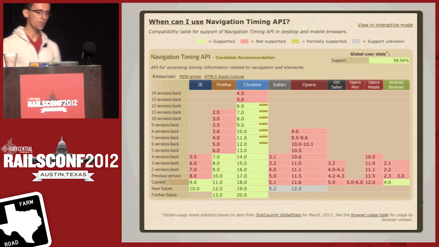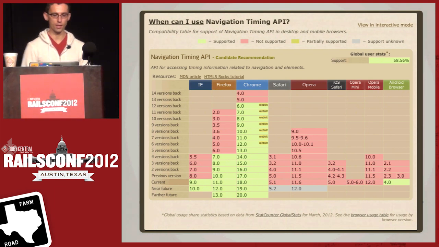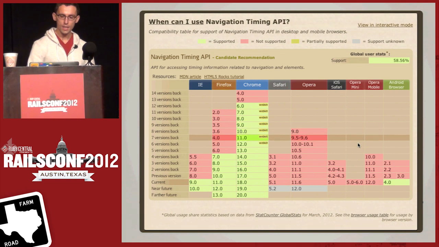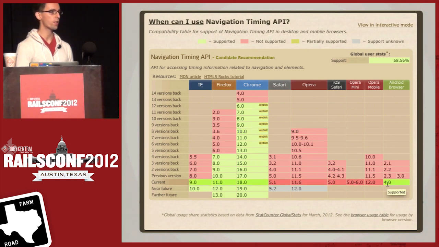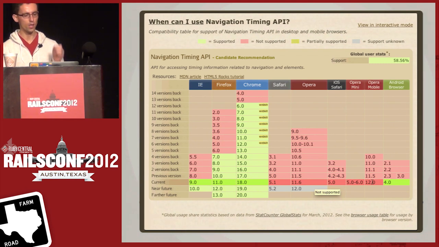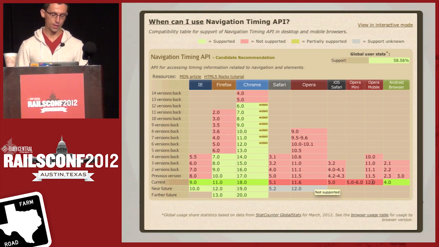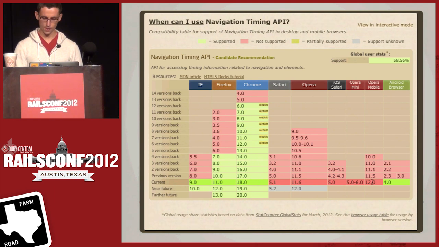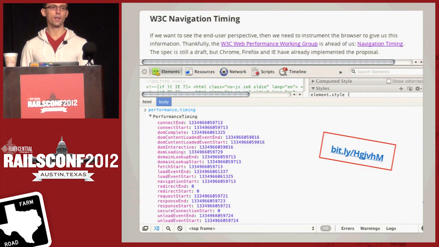So what is the state of the Navigation Timing API? As of today, it's actually supported in IE, Firefox, and Chrome, right? So it's out there. In fact, it has over 85% penetration at this point. It is available now on the latest Android browser, but as you can see, some of the other mobile browsers are working on it, but it's not there yet, right? So in terms of mobile coverage, we're not quite there, but it will be there. It's only a matter of time. So very exciting stuff. So let's take a look at what this actually gives us, right?